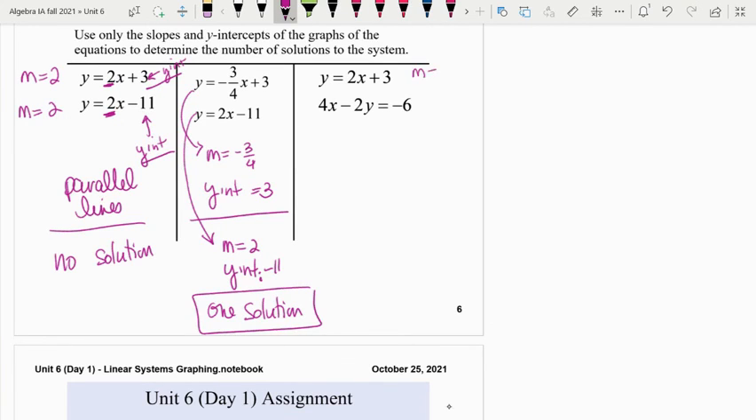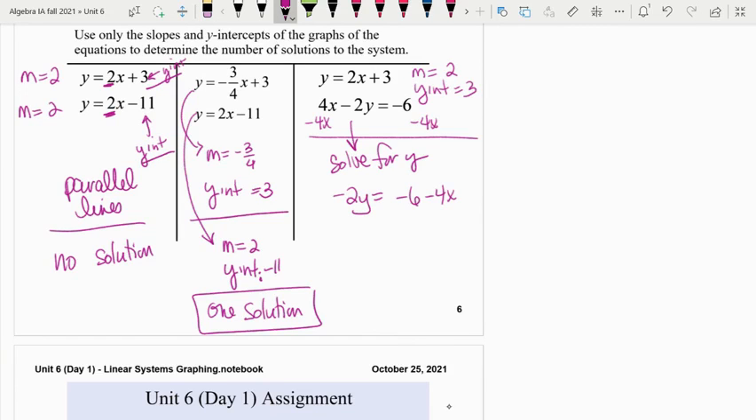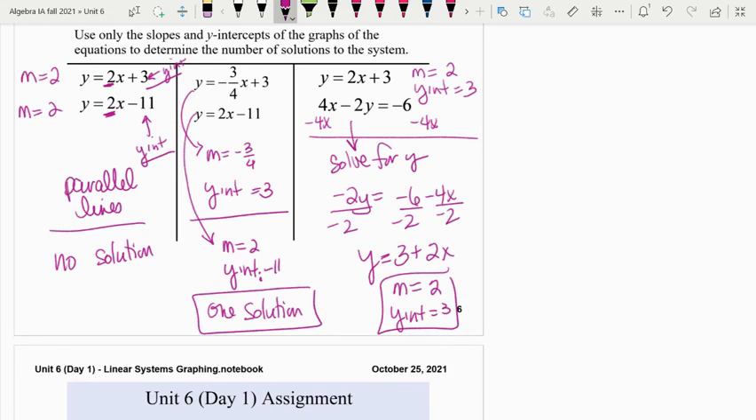And the last one, the first one, the slope is 2, y-intercept is 3. You need to solve this one for y. So I'm going to subtract 4x on both sides. So -2y equals -6 minus 4x. Divide by -2, each term. So y equals 3 plus 2x. So my slope on this one is 2, my y-intercept is 3. So same slope, same y-intercept, so infinitely many solutions.